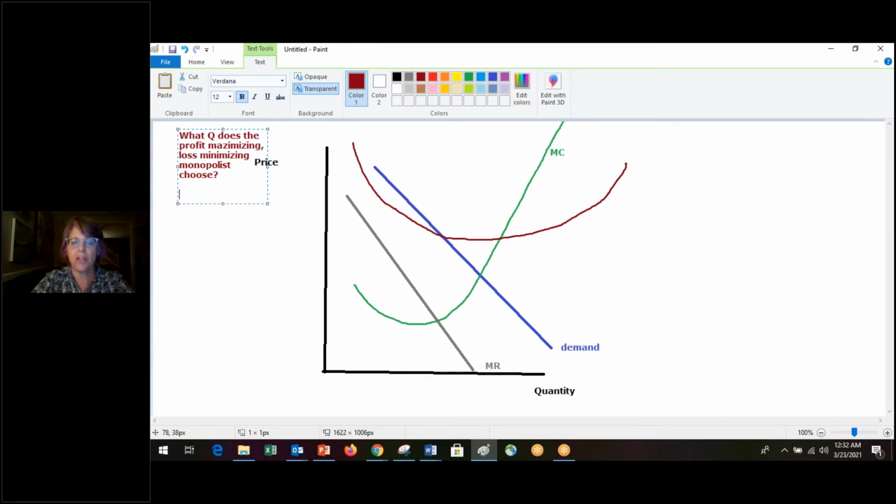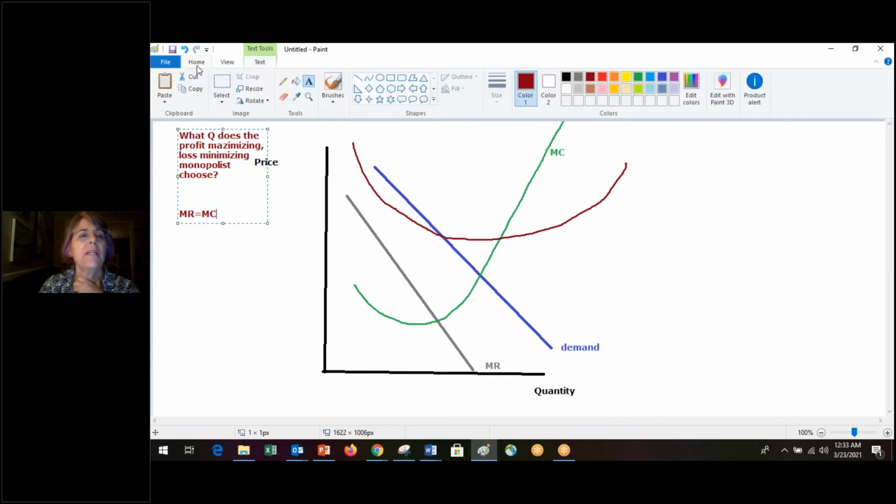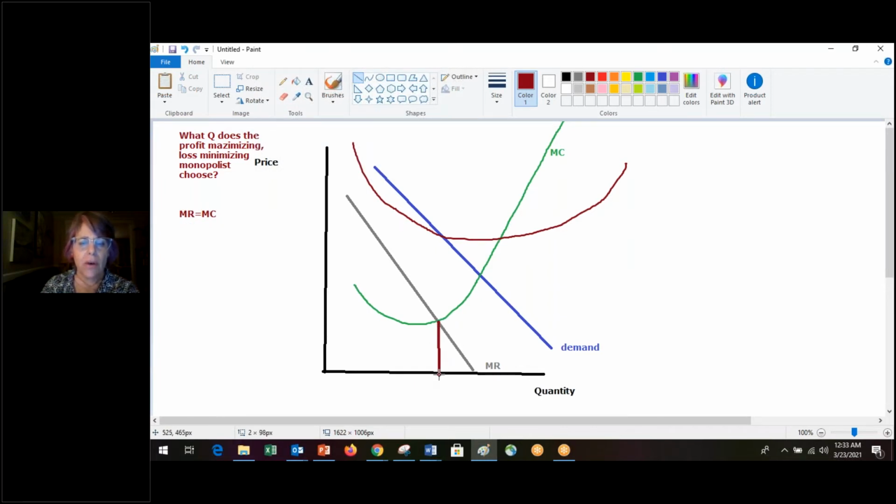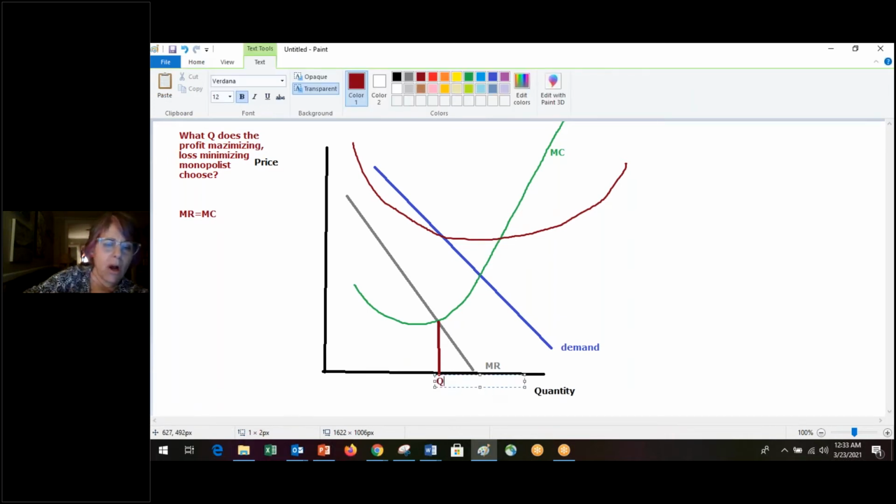Well, guess which one they choose? Where marginal revenue equals marginal cost, always. So this is where it's going to be a little bit different. Pay attention. So right here, this Q right here, that's going to be our profit maximizing Q, where marginal revenue equals marginal cost.